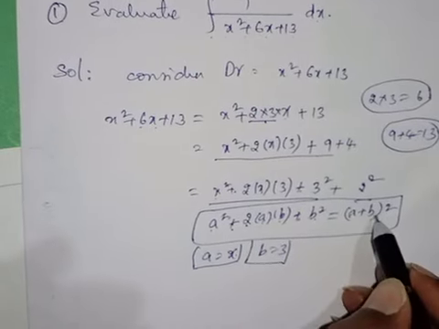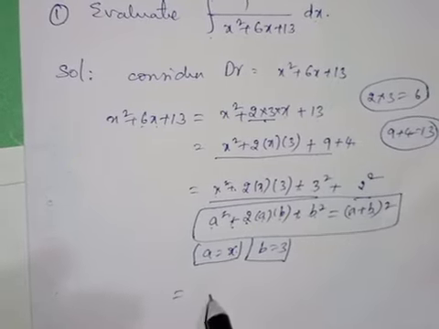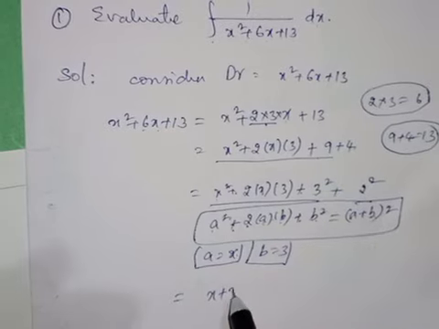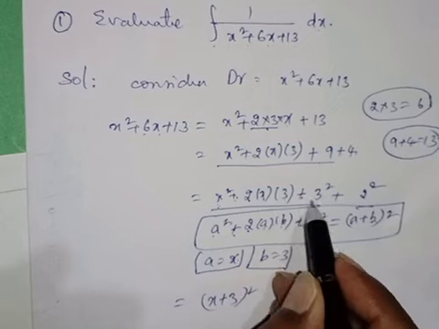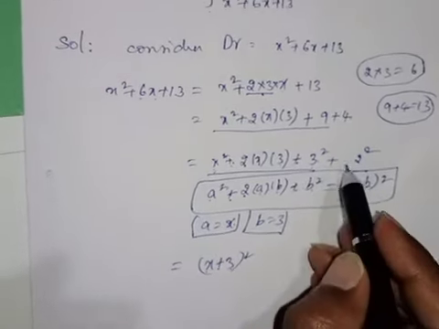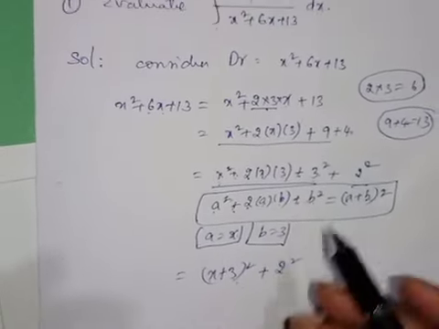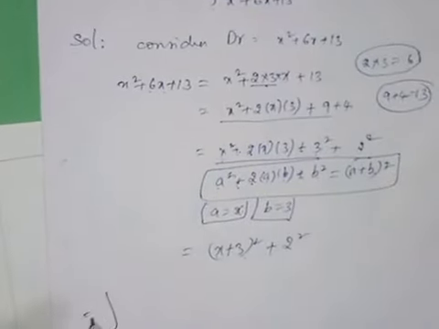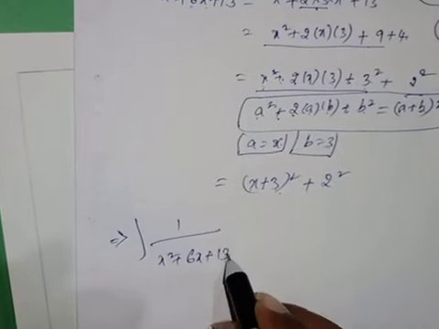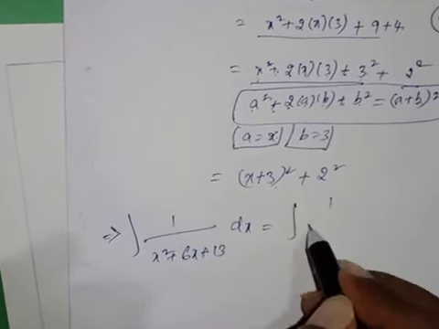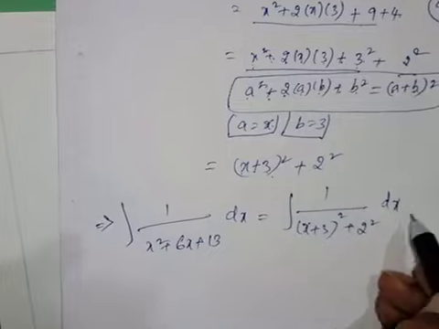Substitute in the formula a plus b whole square, which is equal to a plus b, but a is equal to x plus b is equal to 3 whole square. Instead of x square plus 2x into 3 plus 3 square, we can write x plus 3 whole square plus 2 square. Substitute this in the given question denominator, that is equal to integral of 1 upon x square plus 6x plus 13 into dx, which is equal to integral of 1 upon x plus 3 whole square plus 2 square into dx.